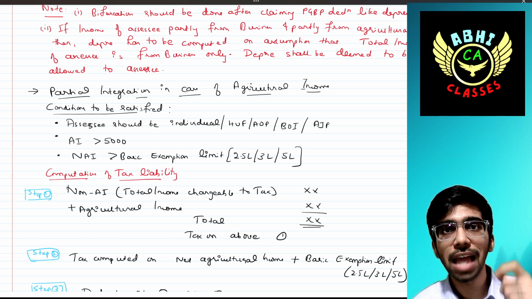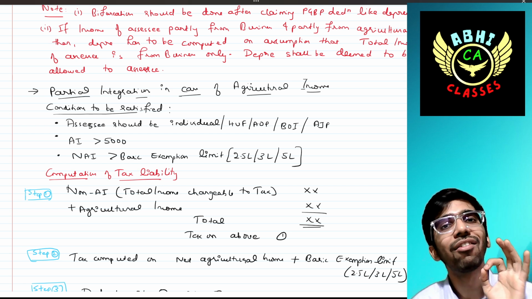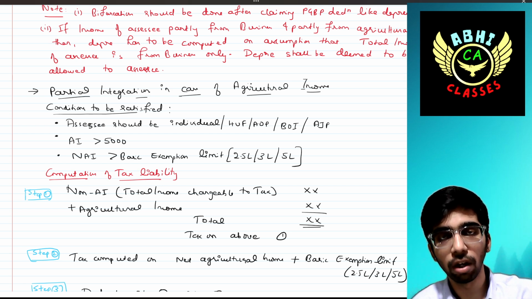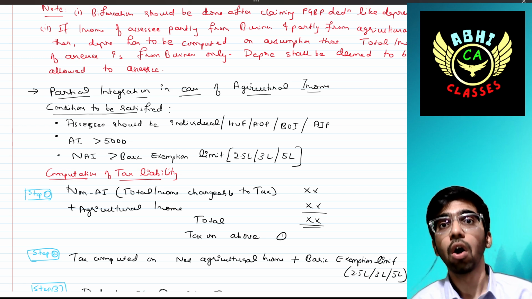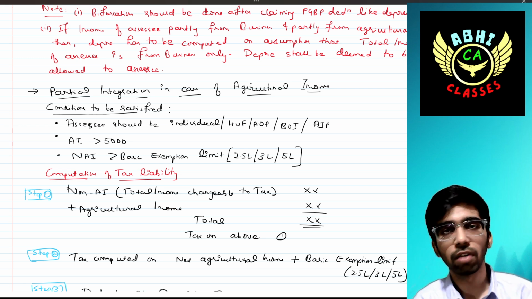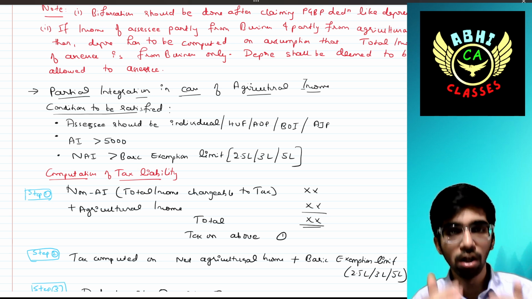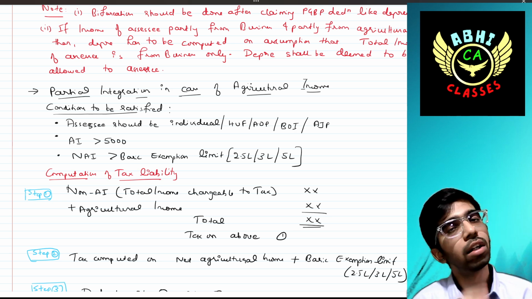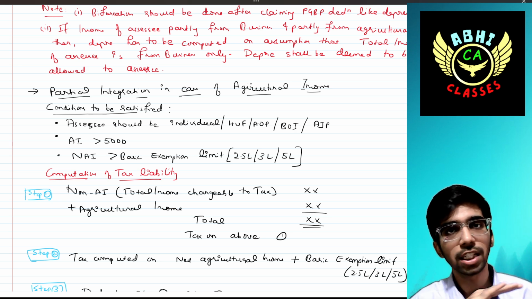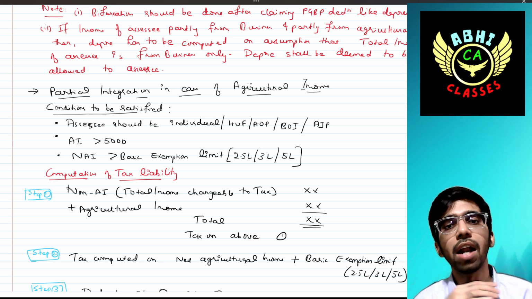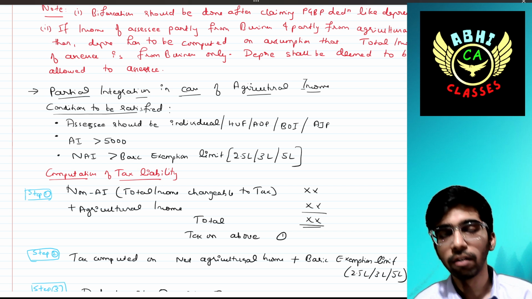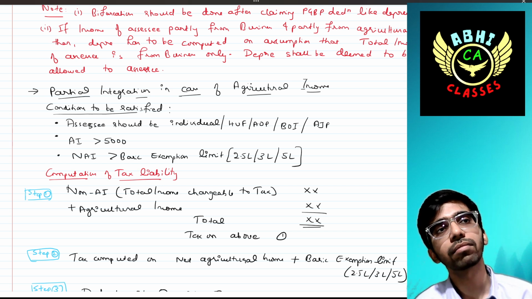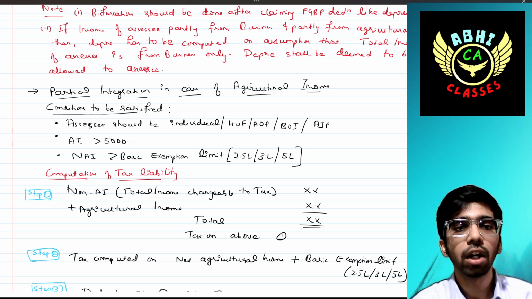Agriculture income should be more than 5,000. Up to 5,000 not applicable. Non-agriculture income should be more than the basic exemption limit, respectively. For example, resident non-senior citizen 2.5 lakh. In case of the new tax regime, 3 lakh for all categories of persons irrespective of age. 3 lakh in case of resident individual 60 plus, and 5 lakh in case of resident individual 80 plus, right?